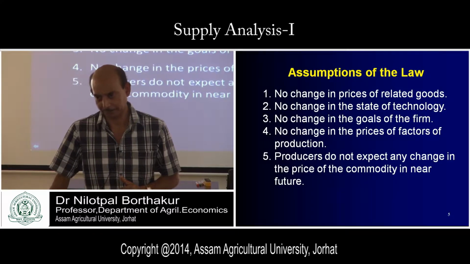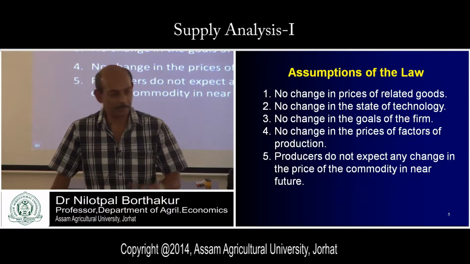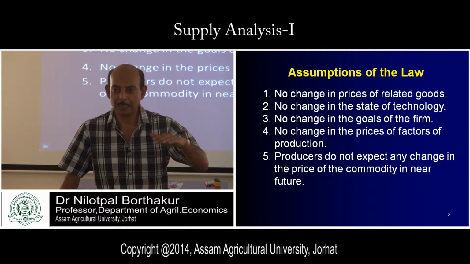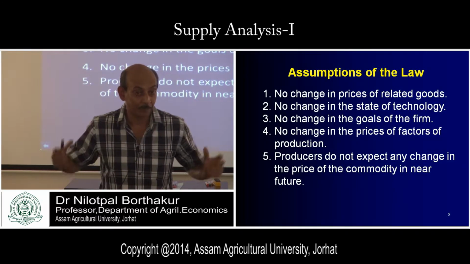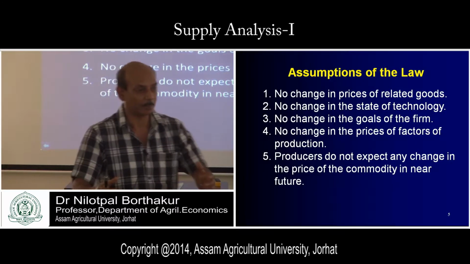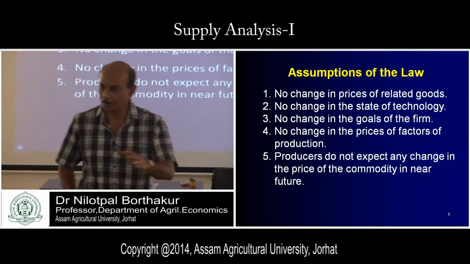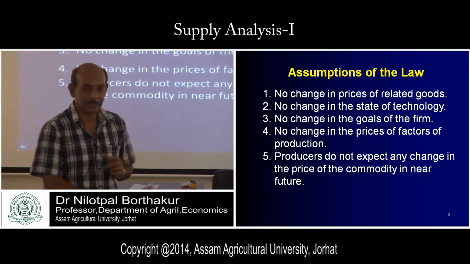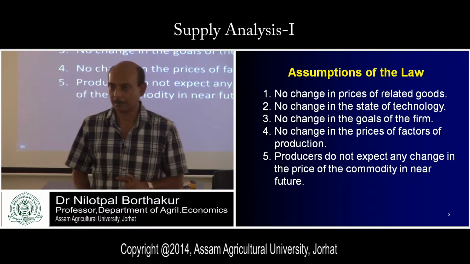And if they feel that the price will come down in the coming months, that the present price is slightly higher and after one month the price will go down, then what will happen? They will release more commodities into the market. They will try to finish their stock because this will be more profitable for them. So these are the assumptions if we want to explain the law of supply.